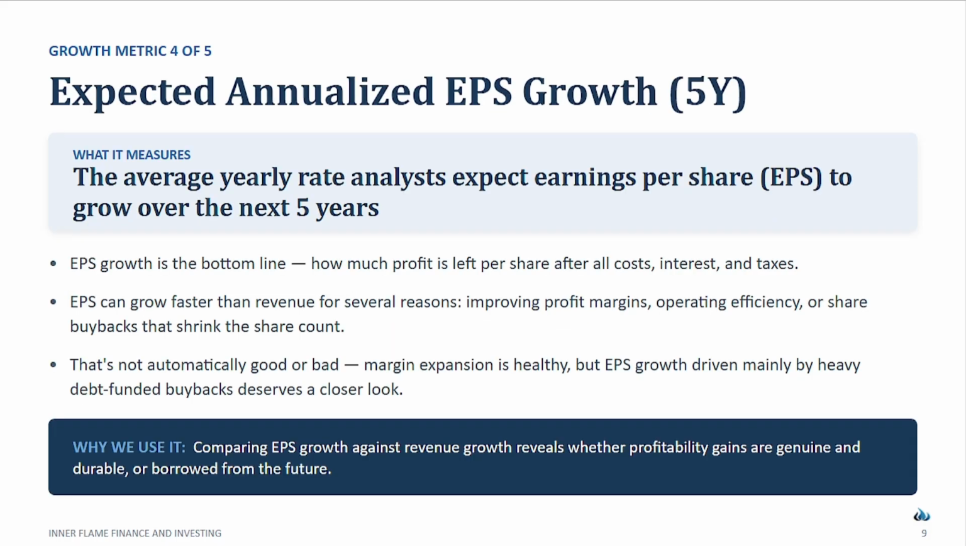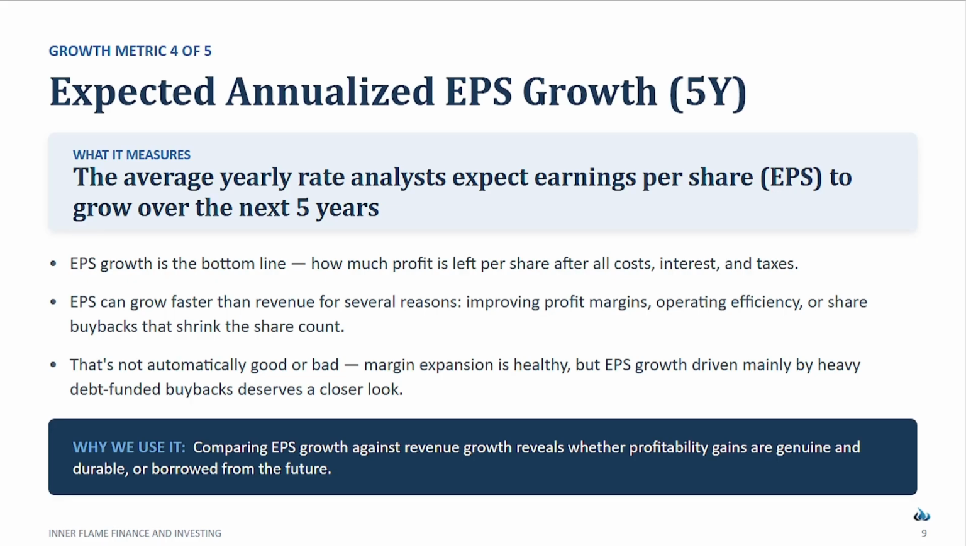Revenue and sales are the top line, so expected annualized EPS growth is the bottom line. This measures the average yearly rate analysts expect earnings per share, EPS, to grow over the next 5 years. And again, this is another annualized metric. EPS growth is the bottom line. How much profit is left per share after all the costs and interest and taxes are paid? Earnings per share can actually grow faster than revenue for a lot of different reasons: improving profit margins, operating efficiency, or share buybacks that shrink the share count.